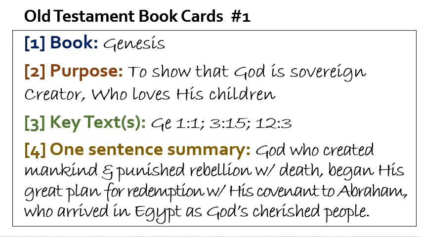God, who created mankind and punished rebellion, that's sin, with death, began his great plan for redemption with his covenant to Abraham, who arrived in Egypt as God's cherished people. Now, that's just a quick summary.